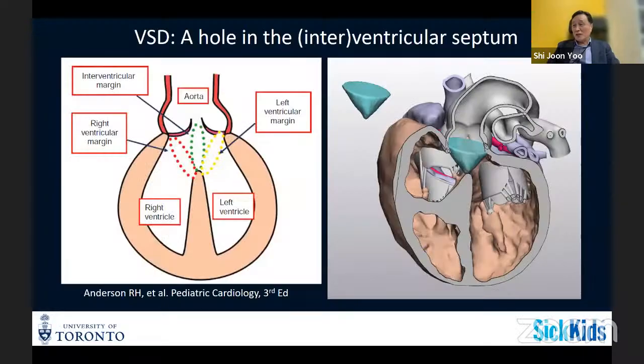Let me share this screen. Can you see my slide? This is a famous drawing in the textbooks and journal articles. I'm fine with defining the right ventricle margin and left ventricle margin. Currently, the new innovation is that if it is an aorta-right ventricle tunnel or communication, or an aorta-left ventricle tunnel or communication, I do not have any issue about that.